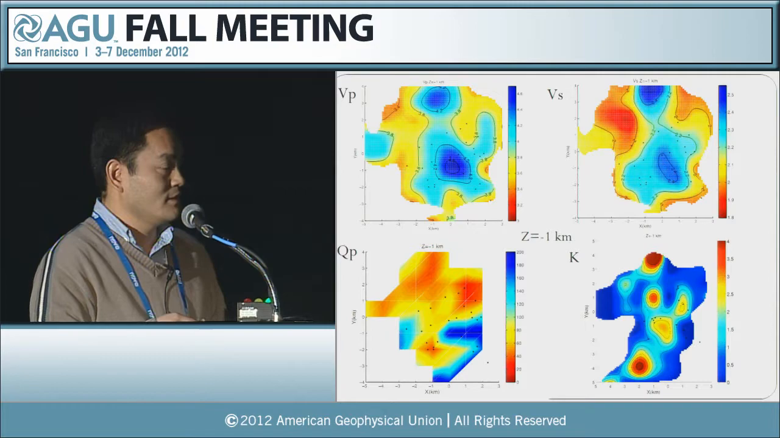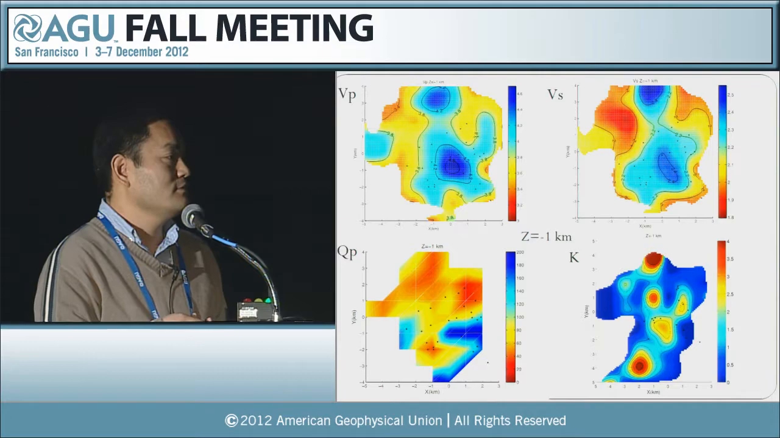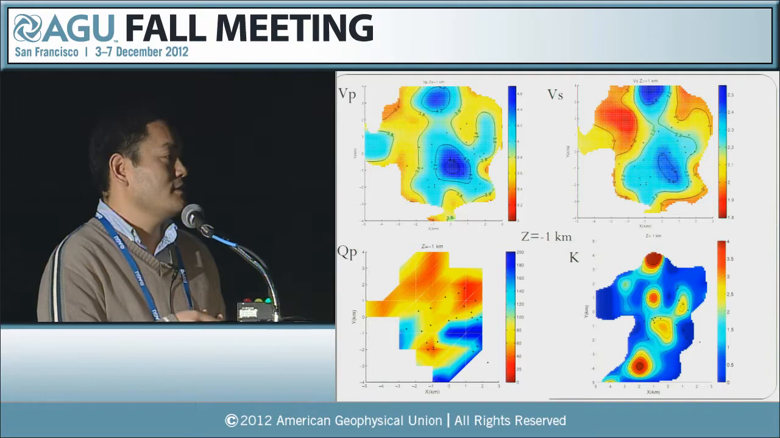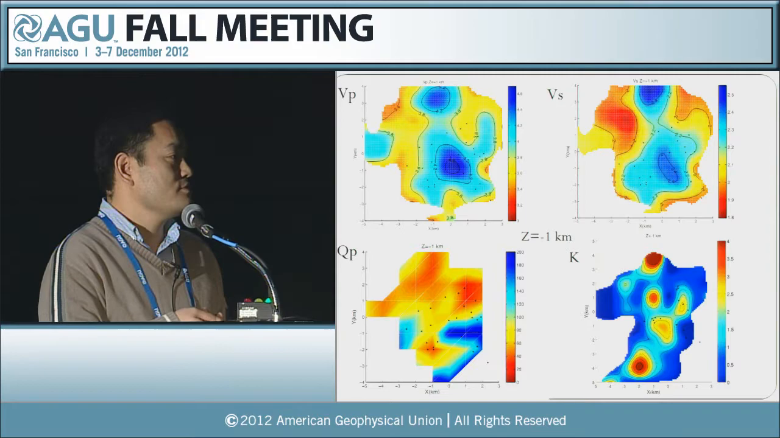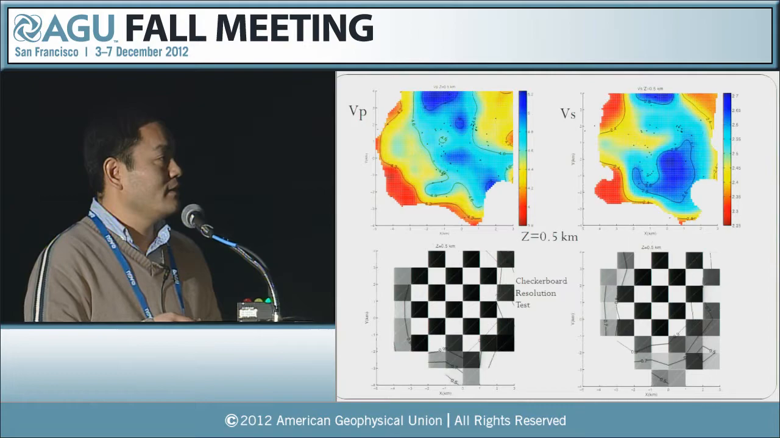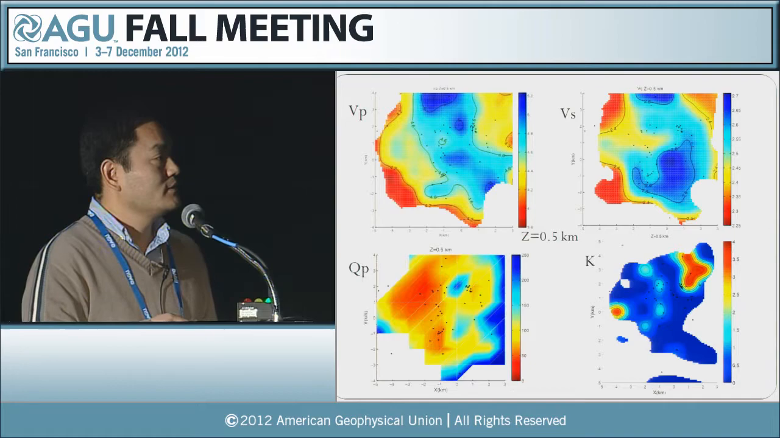On the same depth, we also obtained the attenuation model, and this is the anisotropy model. You can see, for example, for this area, we see a higher velocity anomaly, but from the attenuation model, we see a higher attenuation and also higher anisotropy, indicating that in these areas there are a lot of fractures, and that can cause high attenuation and high anisotropy. So this is the velocity model at a depth of 0.5 kilometer. This is the attenuation model, and this is the anisotropy model.